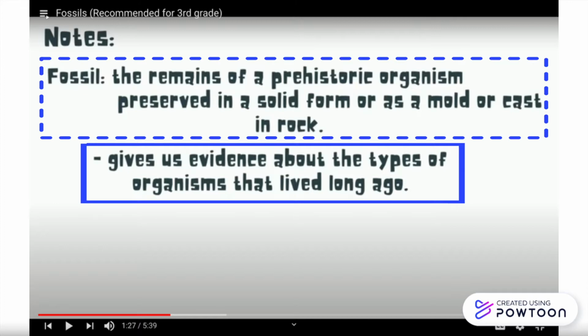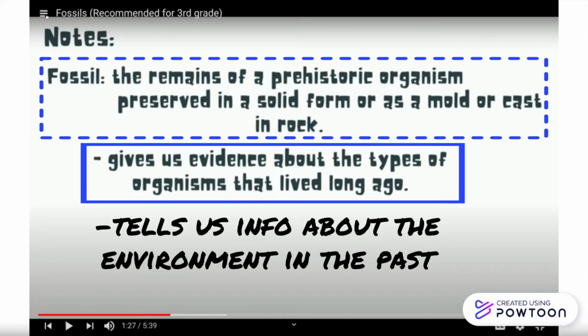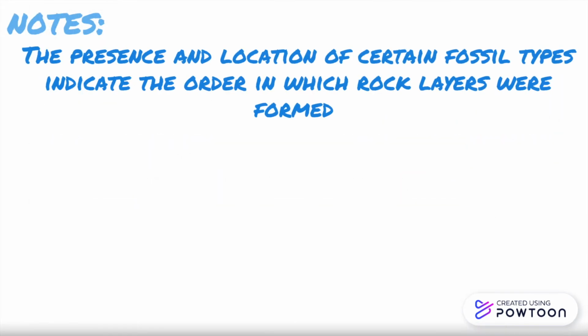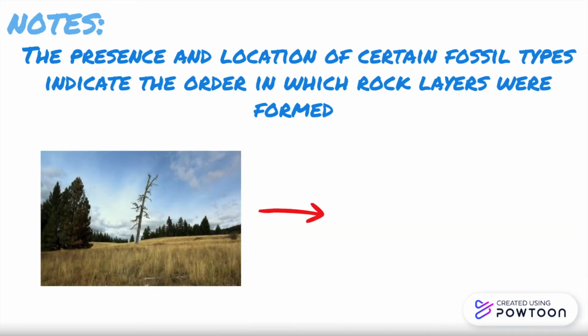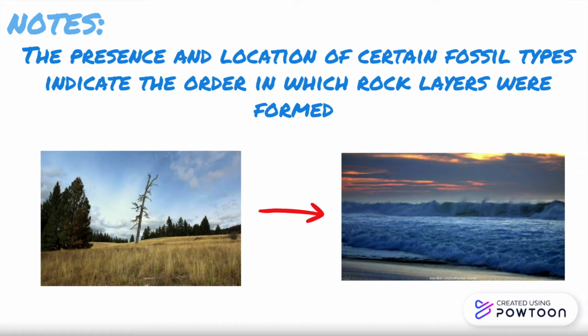But did you know they can also tell us what the environment was like for a certain location long ago? The presence and location of certain fossil types indicate the order in which rock layers were formed. Simply put, if we look at a rock and see marine shell fossils above layers with plant fossils and no shells, we know that there was a change from land to water over time. Question: why isn't it the other way around?